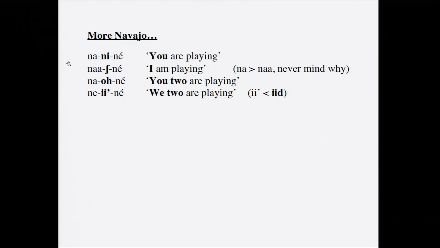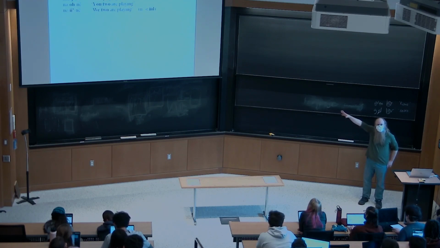So there's a na at the beginning of this verb. There's a ne at the end, which is the part that really means play. And then in between them, there's an agreement morpheme, something that's telling you what the subject is. And that morpheme is ni for you, and it's sh for I, and it's oh for you two, and it's i for we two. So you get nanine, and nashne, and nahne, and naine for those forms of the verb. Okay, so far, here's a bunch of Navajo.